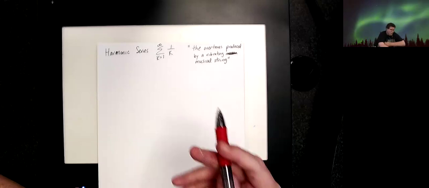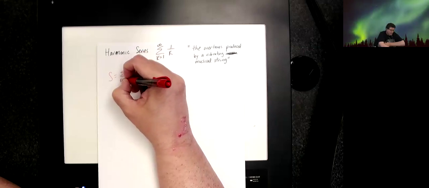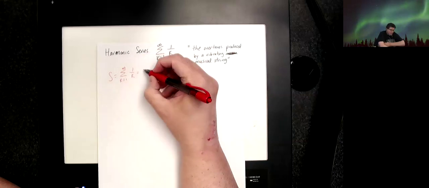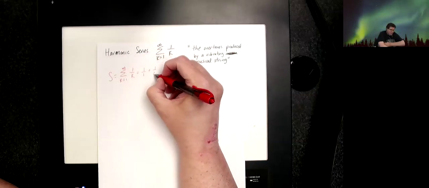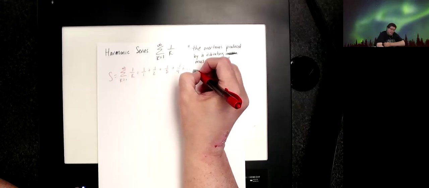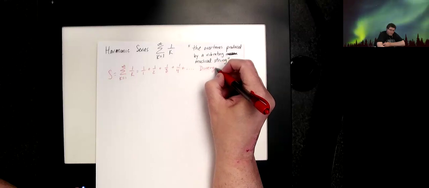And we will show that S equals the sum from k equals 1 to infinity of 1 over k, which is 1 over 1 plus 1 over 2 plus 1 over 3 plus 1 over 4 plus dot dot dot. We will show this diverges. We're going to prove it.